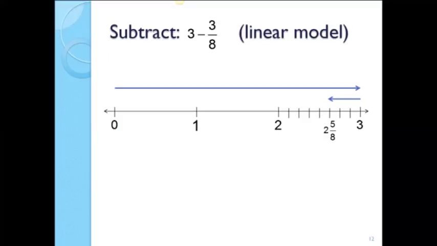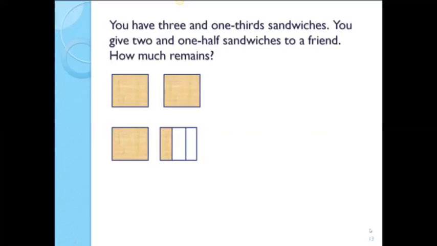Here's the same process with a linear model. If you're starting at 3 and subtracting 3/8, the 5/8 must remain in addition to the 2 wholes. Here's our final problem, the most difficult one that uses much of what we've seen before. Start with the 3 1/3 sandwiches shown here. Here we're giving away 2.5.